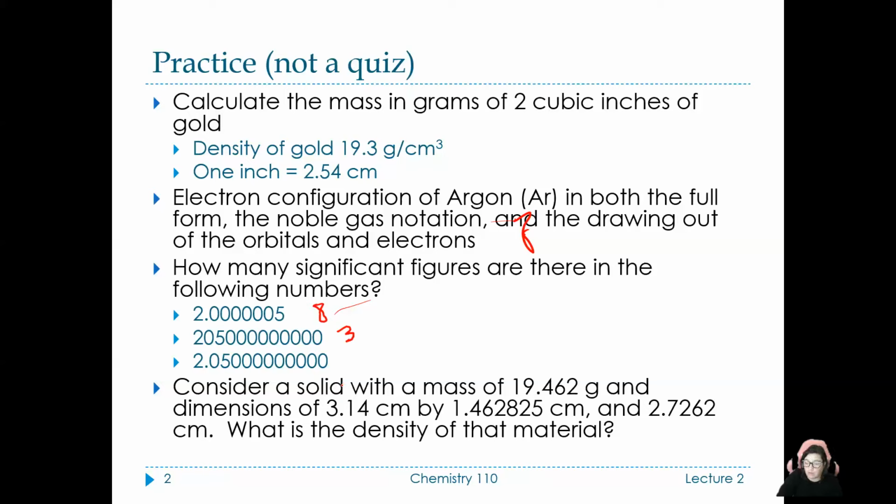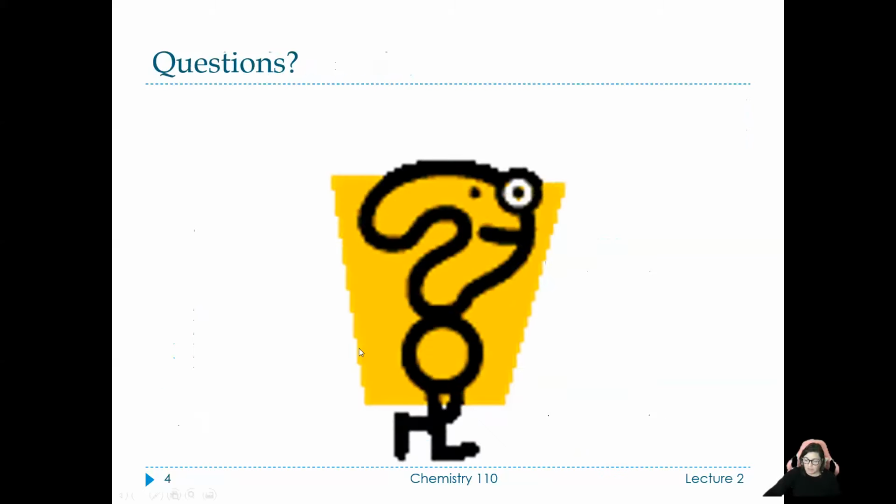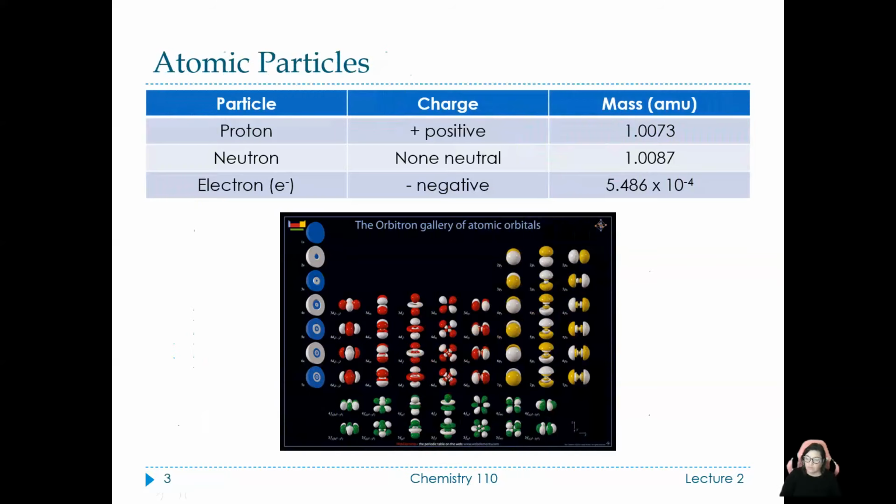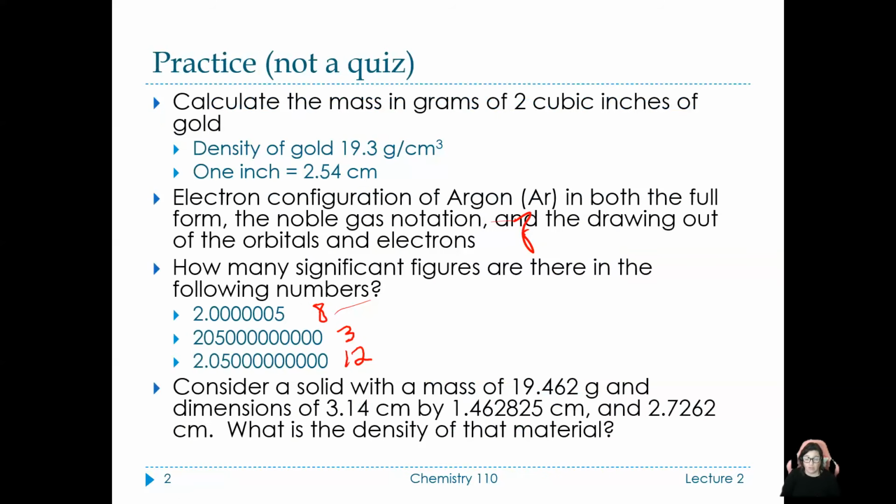2.050000, all of those zeros. Now I need to count all those zeros. So this is 1, 2, 3, 4, 5, 6, 7, 8, 9, 10, 11, and 12, because all of those zeros are past the decimal point and therefore are considered significant. So that's how many I have for that. Now let me back up. Okay, we clear on that?